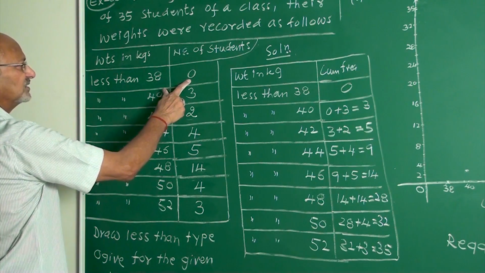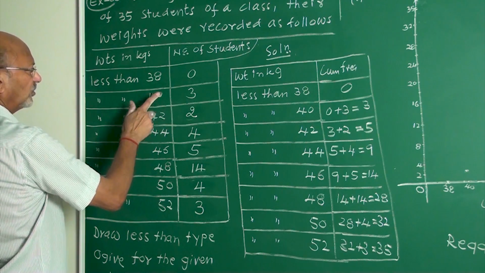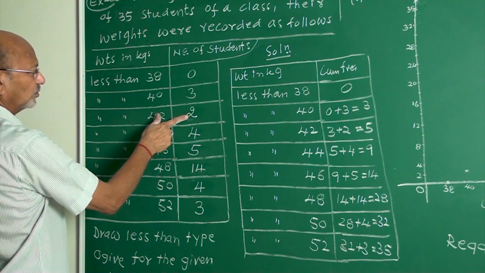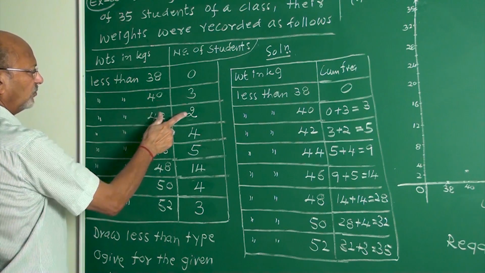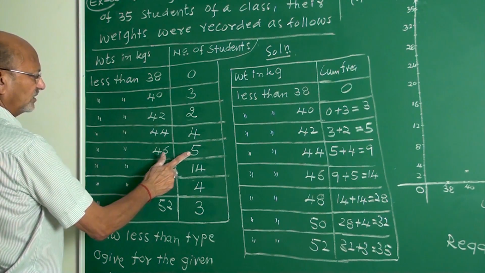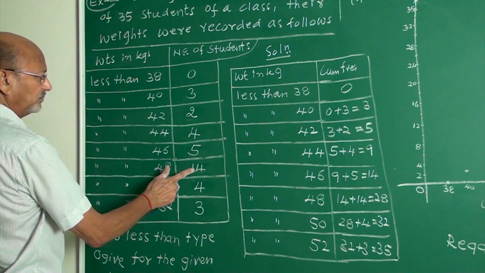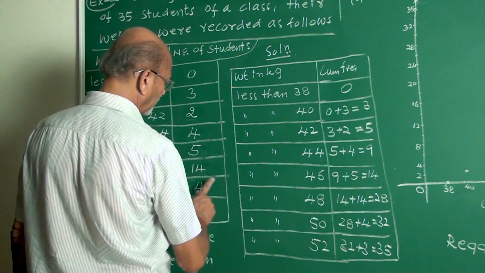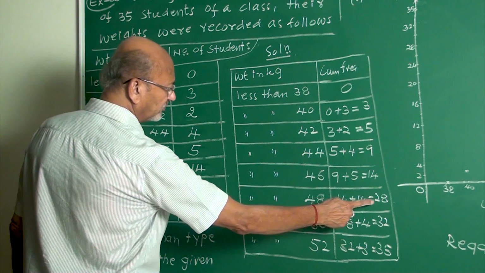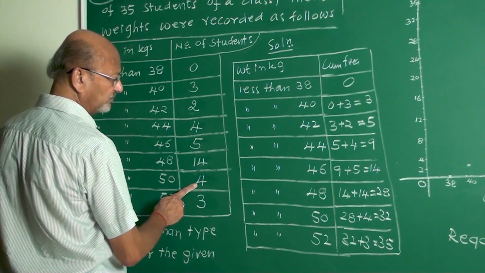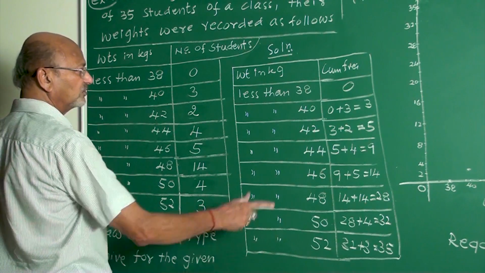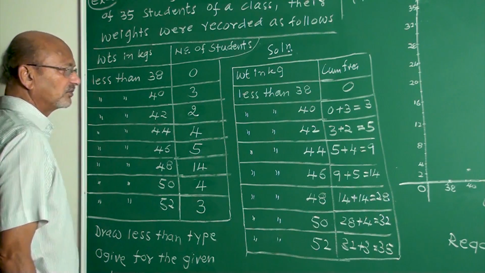Less than 38 is no student, 0. Less than 40, 0 plus 3 is 3. Less than 42, 3 plus 2, 5. Less than 44, 5 plus 4, 9. Less than 46, 9 plus 5, 14. Less than 48, 14 plus 14, 28. Less than 50, 28 plus 4, 32. Less than 52, 32 plus 3 is 35. This gives, my friends, your cumulative frequency.